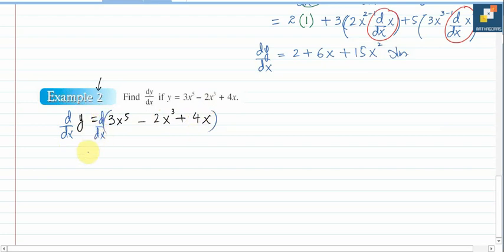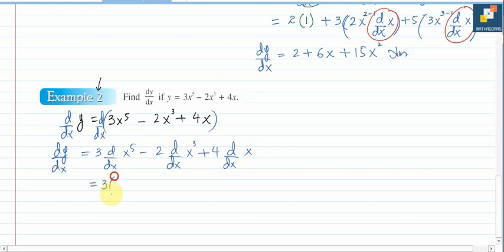Alright, now this time I'm just writing it directly: it will be 3 d by dx of x power 5, minus 2 d by dx of x cube, plus 4 d by dx of x, and on the left side we have dy by dx. So what I did is I just wrote the coefficient before the sign of differentiation. Now I need to solve it.